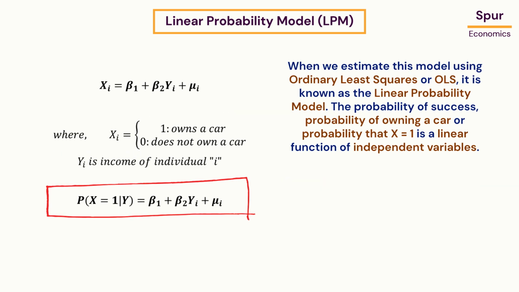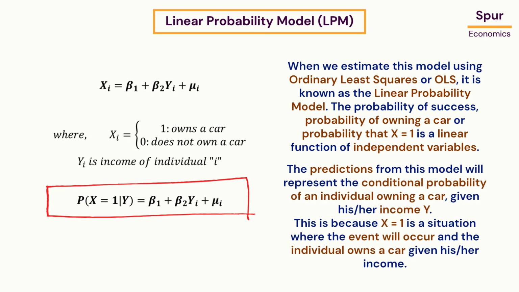When we estimate this model using ordinary least squares or OLS, it is known as the linear probability model. The probability of success, probability of owning a car, or probability that x equals 1 is a linear function of independent variables. The predictions from this model will represent the conditional probability of an individual owning a car, given his/her income yi. This is because x equals 1 is a situation where the event will occur and the individual owns a car given his/her income.